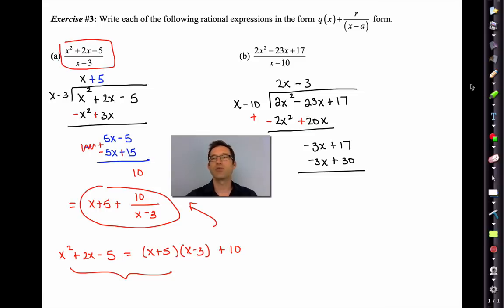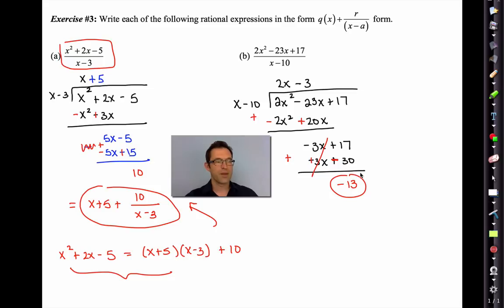All right, I need to subtract. Again, it may be easier to change the signs and then add. In that case, these cancel. 17 plus negative 30 is negative 13. There's my remainder.